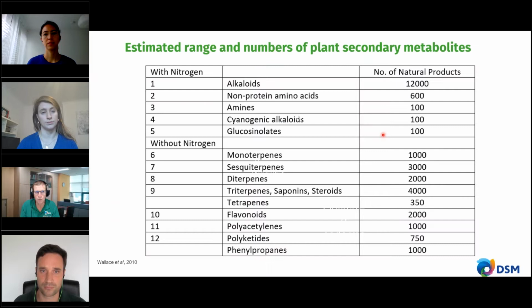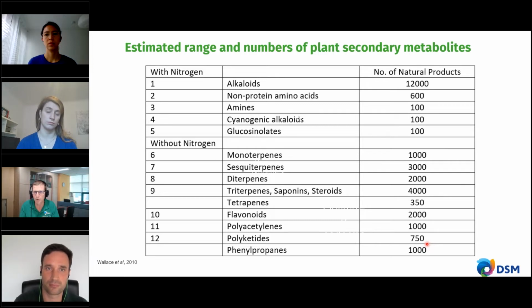And finally, I just wanted to talk about the number of plant secondary metabolites that are available or that have been identified. And you can see in terms of their simple chemical structure, whether they have nitrogen or without nitrogen. And there's literally thousands of products that have been identified in the plant secondary metabolites, all the herbs and spices that we've been consuming as humans for many years.